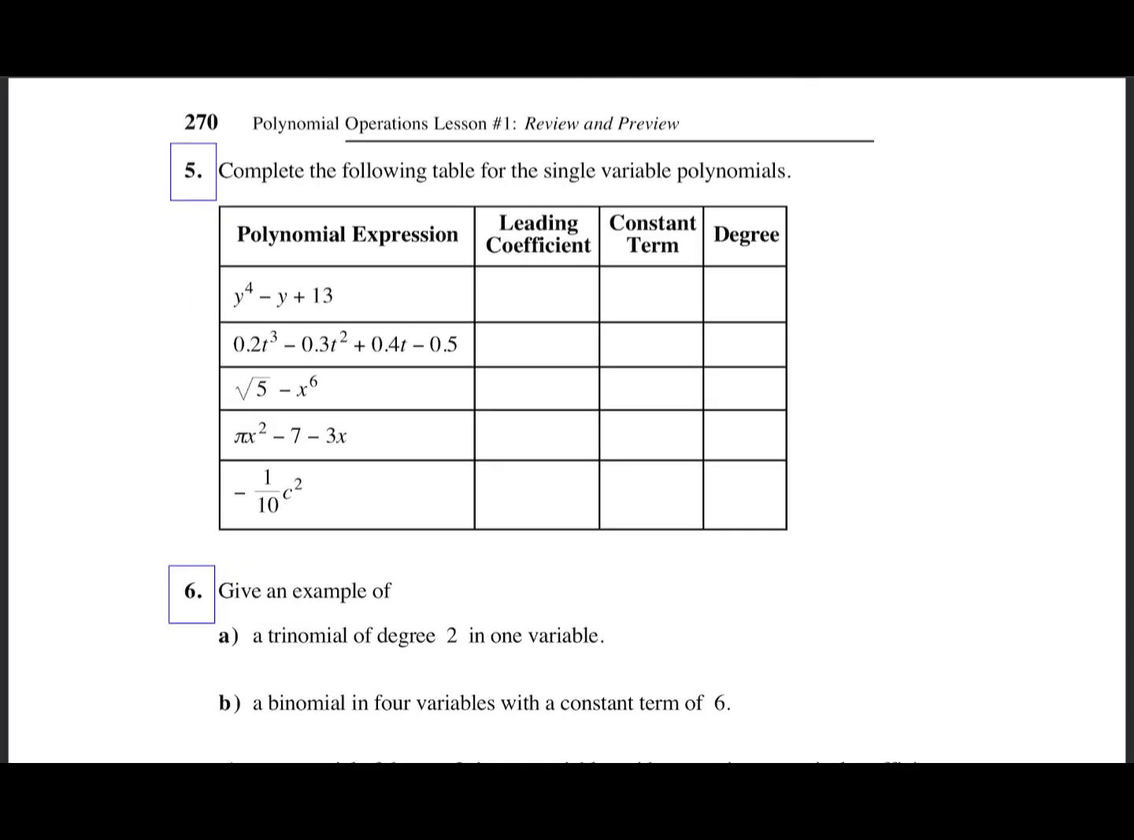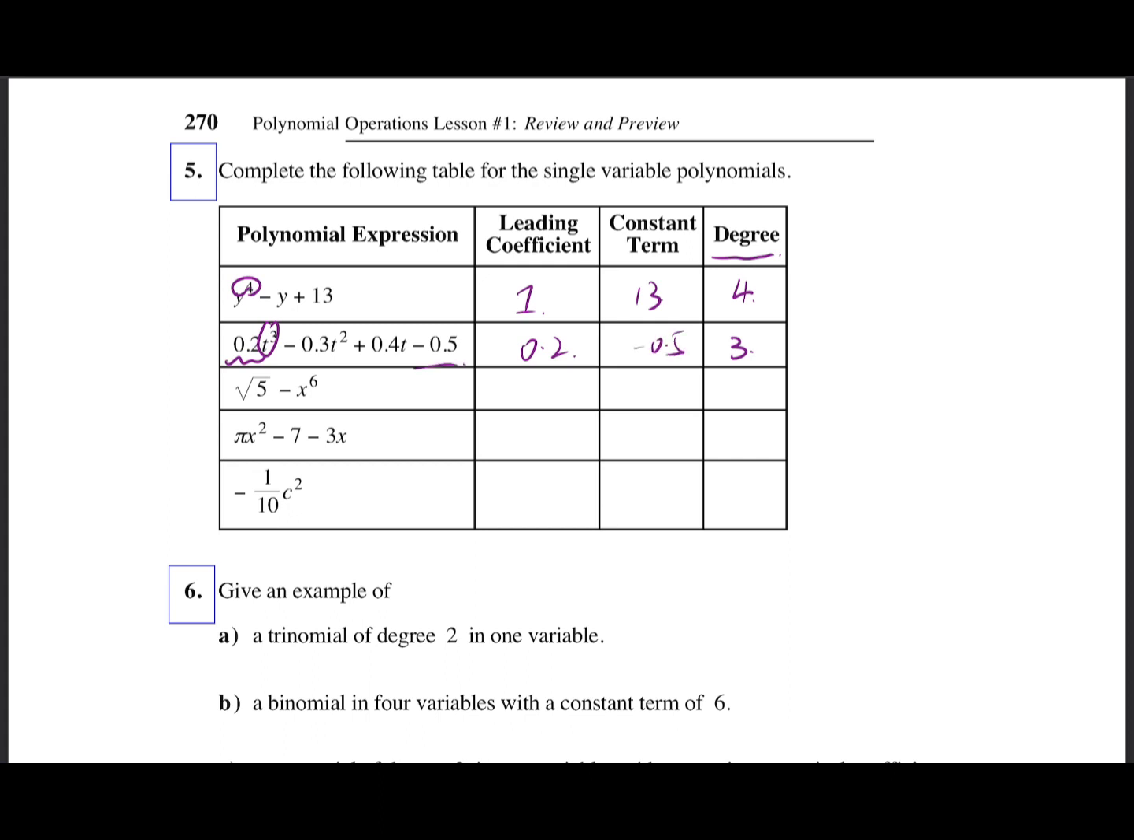Now the leading coefficient, the constant term, and the degree. For the first, let's find the degree. The degree is 4, the highest. Then the leading coefficient is 1. And then the constant is 13. And for number 2, the degree is 3. And then the leading coefficient is the coefficient of the highest degree, so it's 0.2. And then the constant term is negative 0.5.